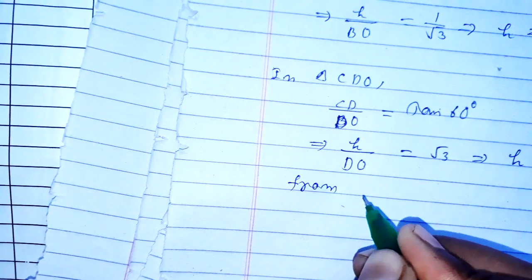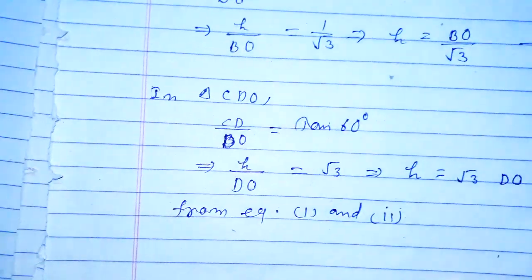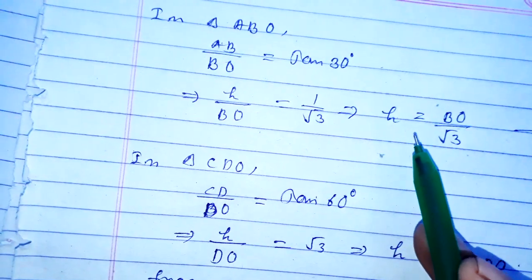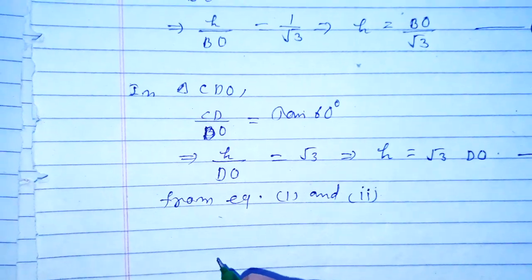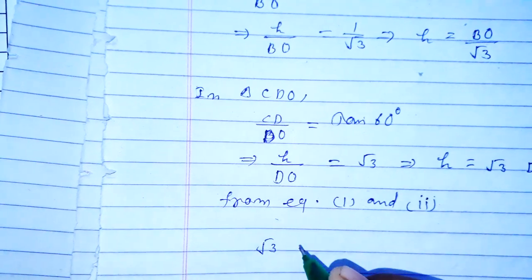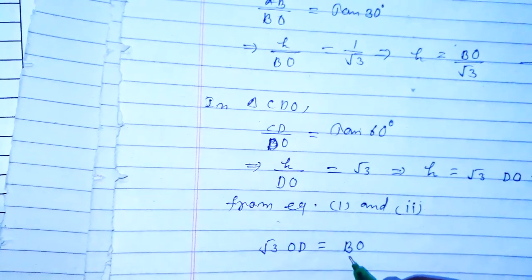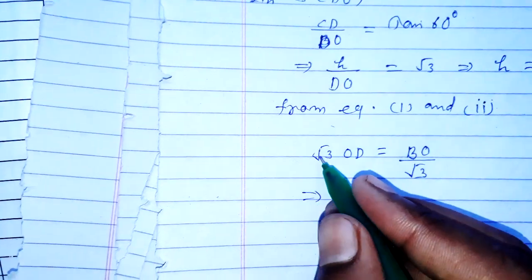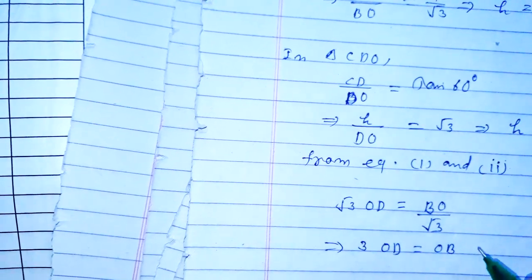From the first and second equations, the LHS of both equations are equal, so the RHS are also equal. So we write root 3 OD is equal to OB upon root 3. Cross multiplying, this gives 3 OD is equal to OB.